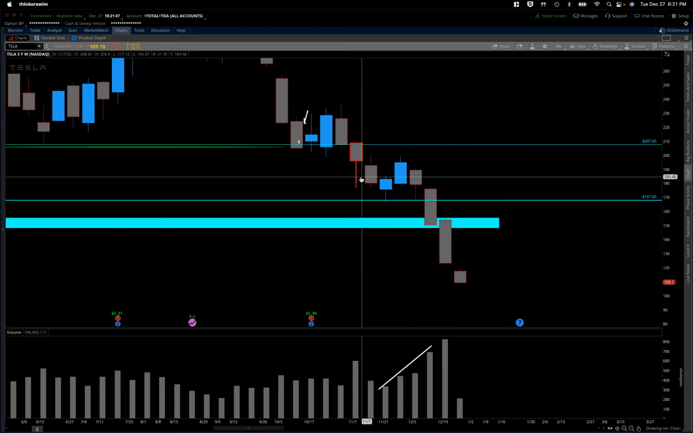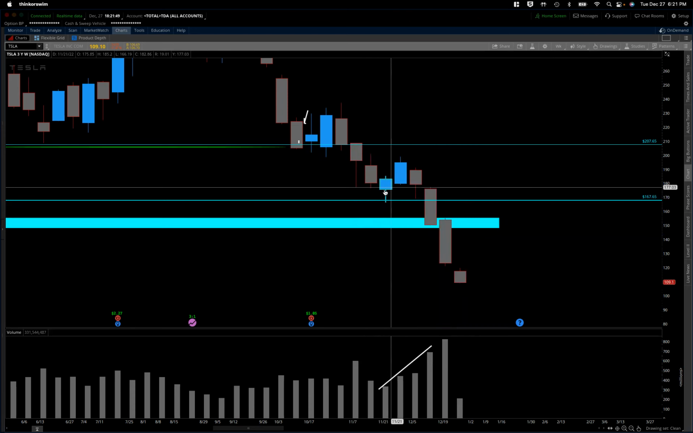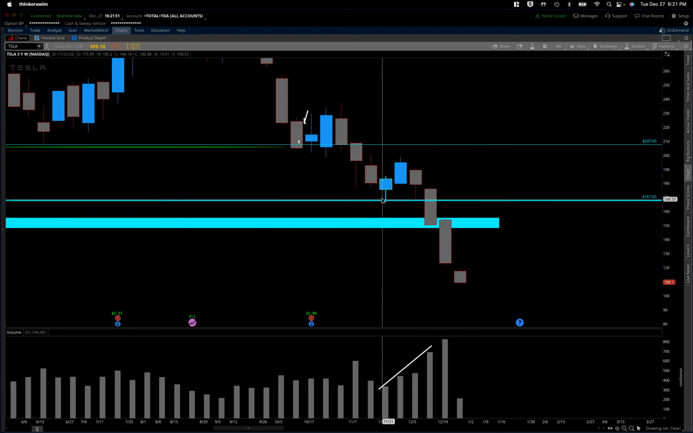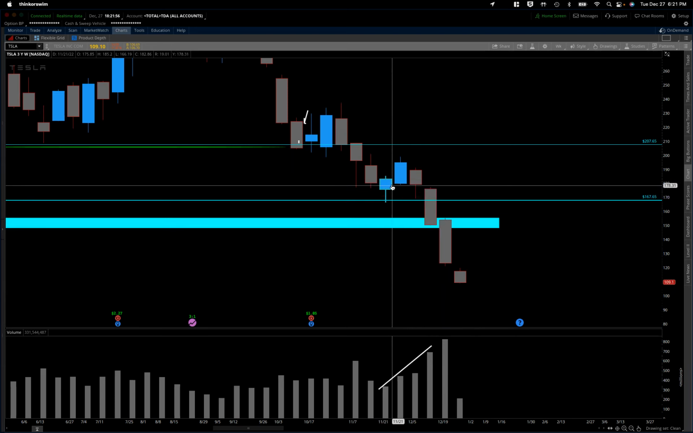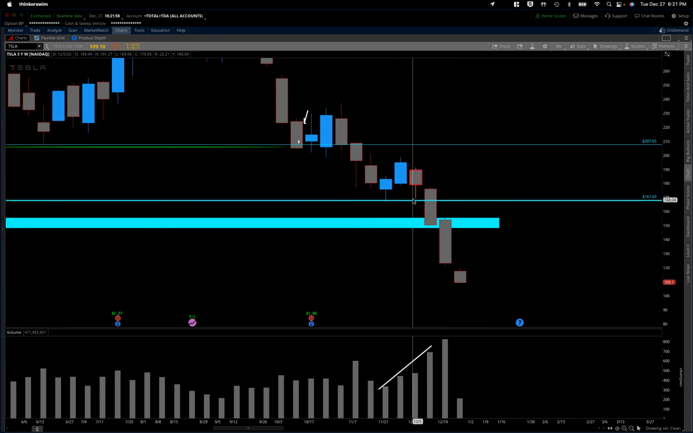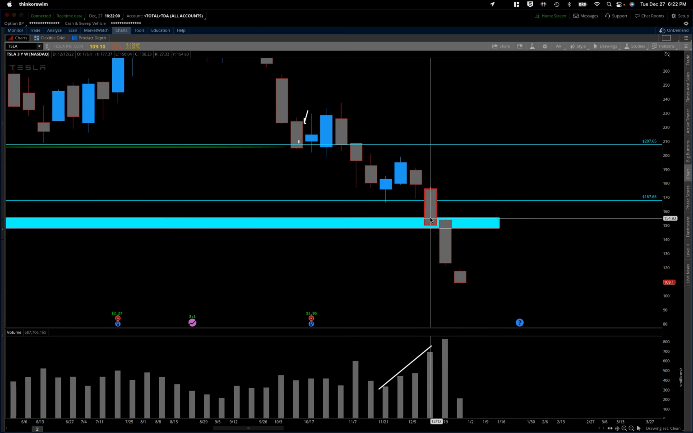You can see here, as we approach this 170 zone, we started to get some downside wicks, and ultimately we closed the candle with a nice downside wick and a candle closing decently close to its high on low volume, indicating the presence of buyers at this level. But we got no such reaction when we approached 150.